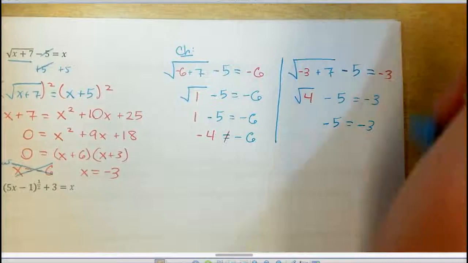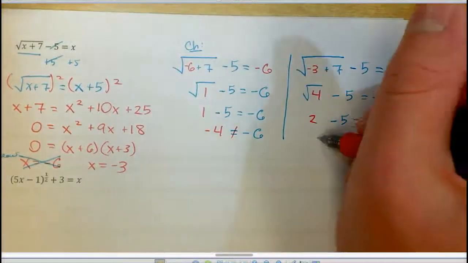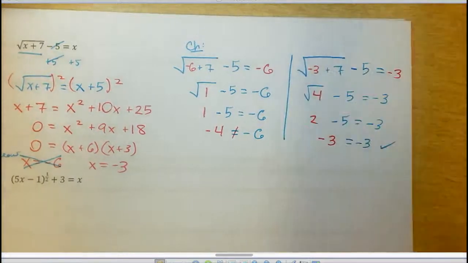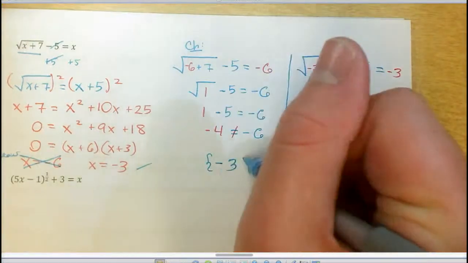Radical 4 is just 2. So we get 2 minus 5 equals negative 3. 2 minus 5 is indeed negative 3. So this one here checks out. Okay, so that means that my only answer to this problem is negative 3.